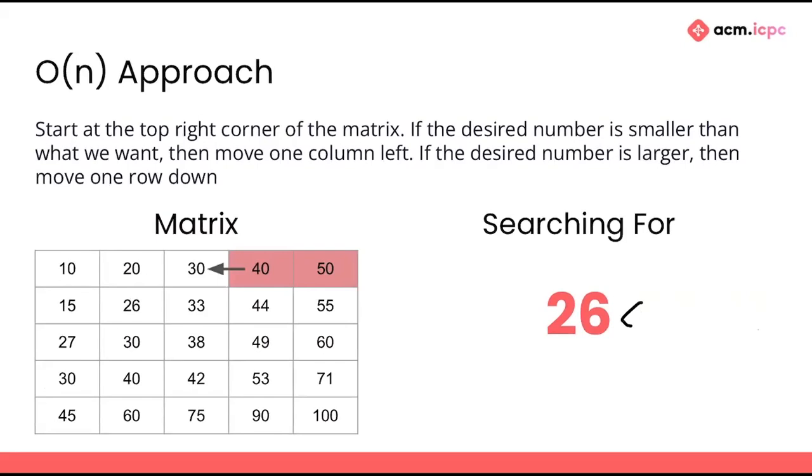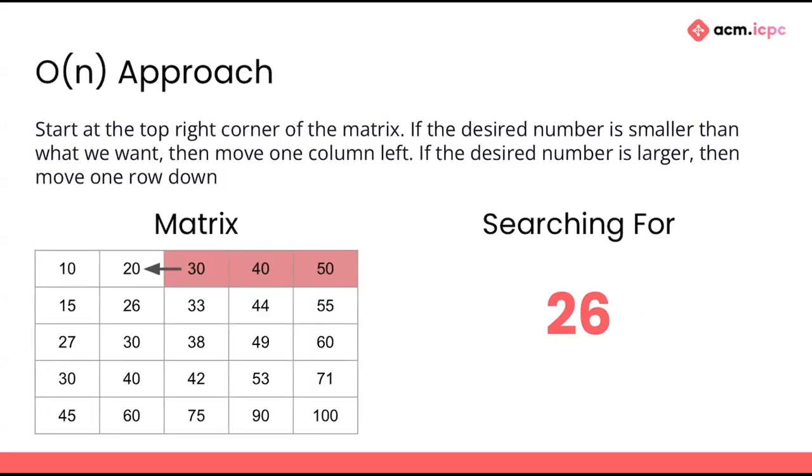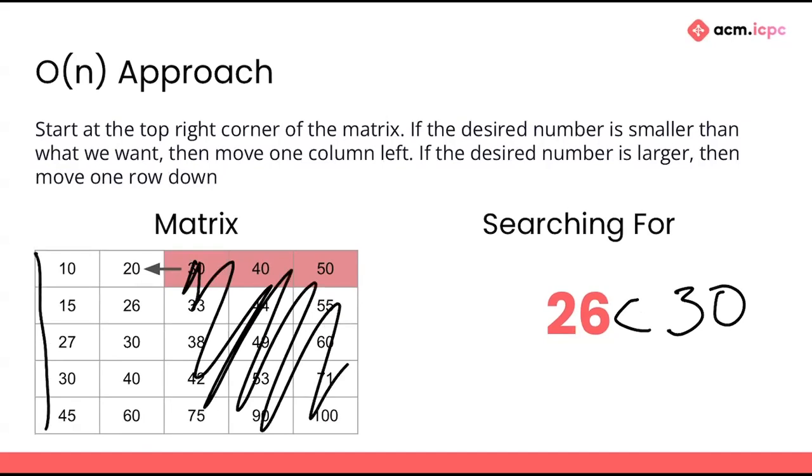Now, once again, 26 is less than 40. And remember, we've already crossed out that these guys cannot be 26. But now, because we know that 26 is less than 40, we know that 26 must lie somewhere in here. And so we can cross out these guys from also being where 26 is going to be, because all of those are greater than 40, and we know 26 is less than 40. We repeat the process again. 30 is greater than 26. And so we end up crossing out all of these because we know 26 has to be here.